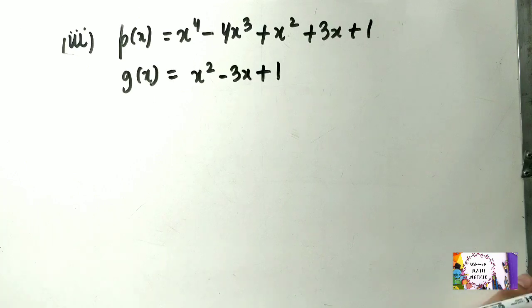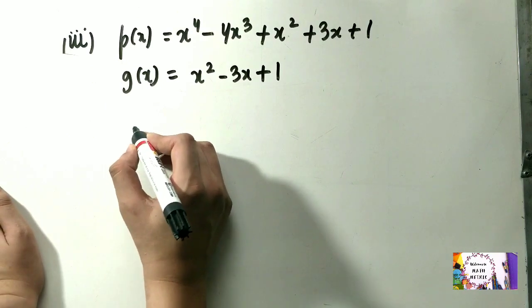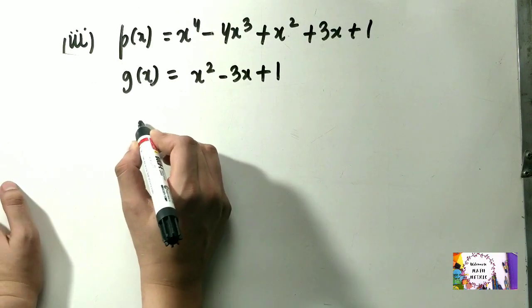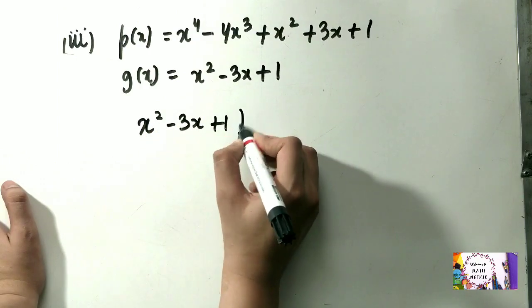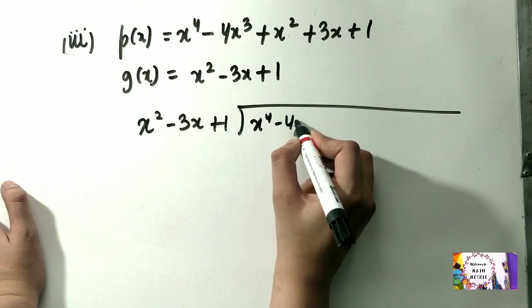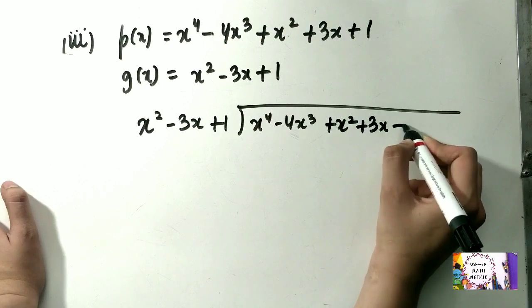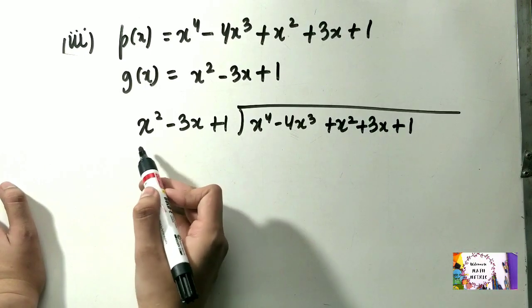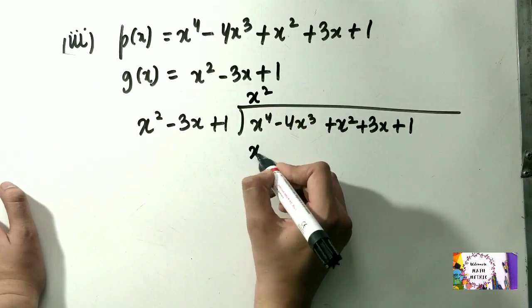Let me do another part for you people. So we have px value to be this and gx this. Simply we'll solve by division algorithm. We'll write gx here, x square minus 3x plus 1, and we'll write px here, x to the power 4 minus 4x cube plus x square plus 3x plus 1. So by which quantity x square should be multiplied to get x4? X square gives us x4.